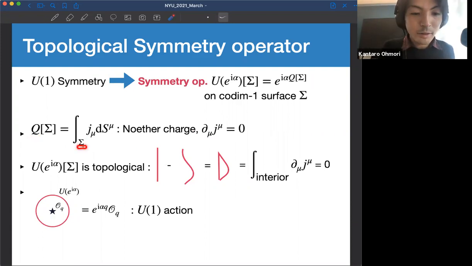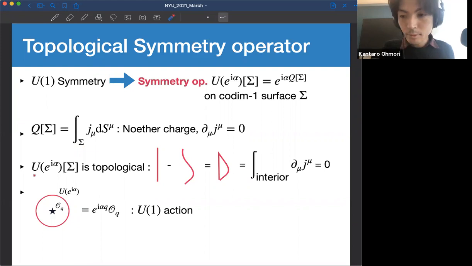And here, I take this sigma to be any codimension-one surface in spacetime. In the textbook, it's often taken to be the time slice, time t equals t0, some constant time slice. But it doesn't have to be. It can be any surface in spacetime. So this is just the definition of the symmetry operator for the U(1) case.